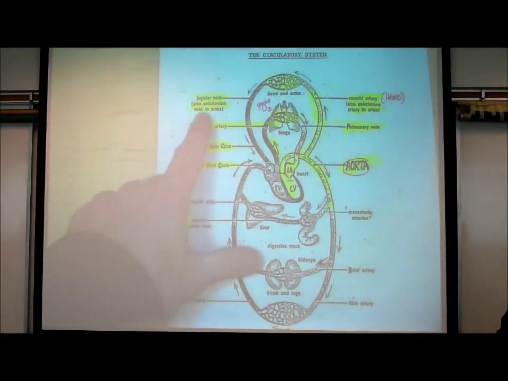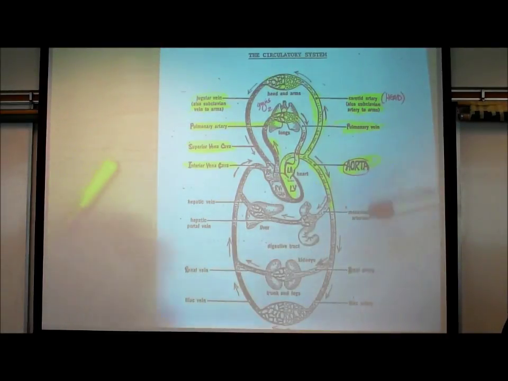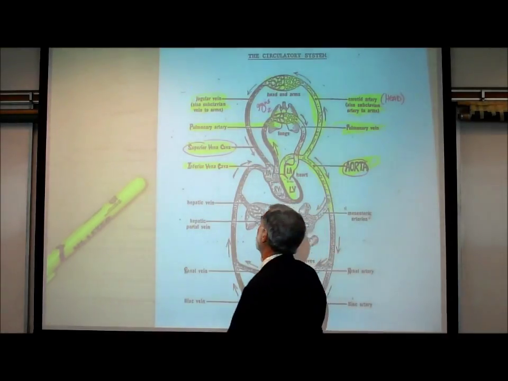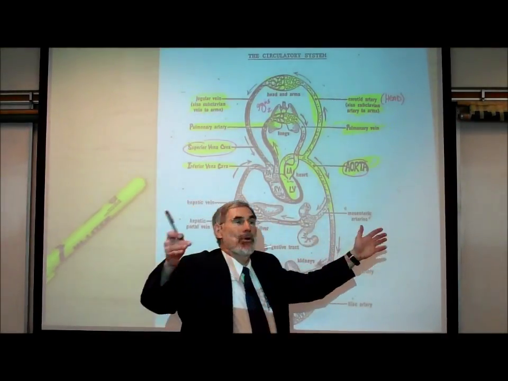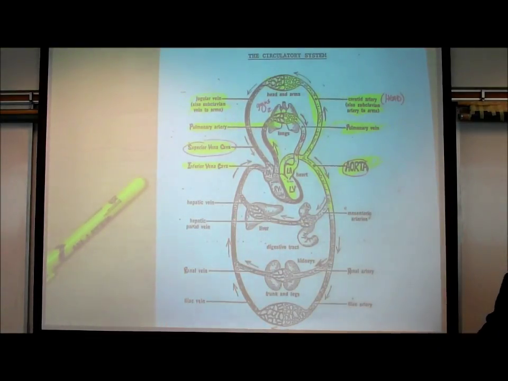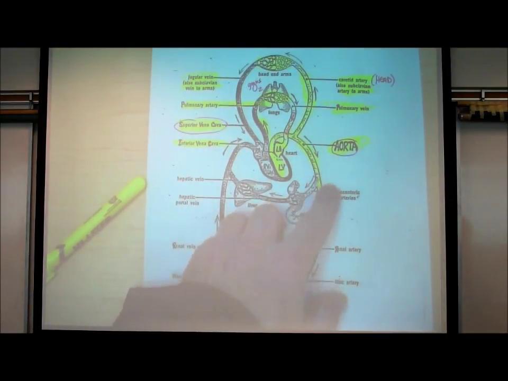Now the jugular vein and subclavian veins join together to form the superior vena cava. So the superior vena cava, we learned last time, is called that because it's bringing blood from the upper part of your body, your head and arms, to the heart, from the superior or upper part of your body. Okay, now what other arteries branch off the aorta?